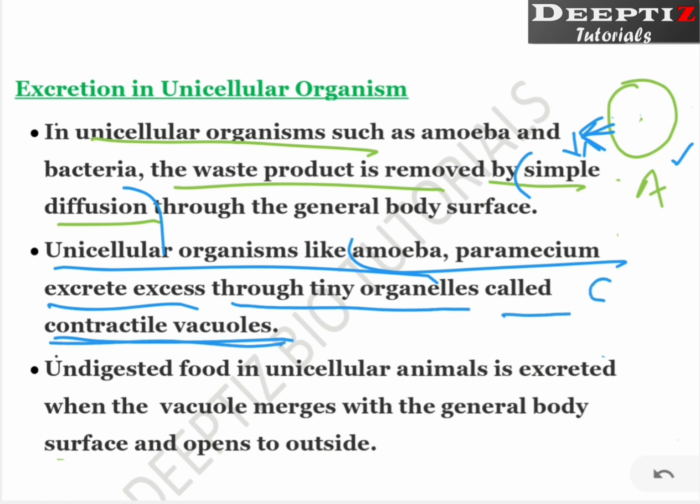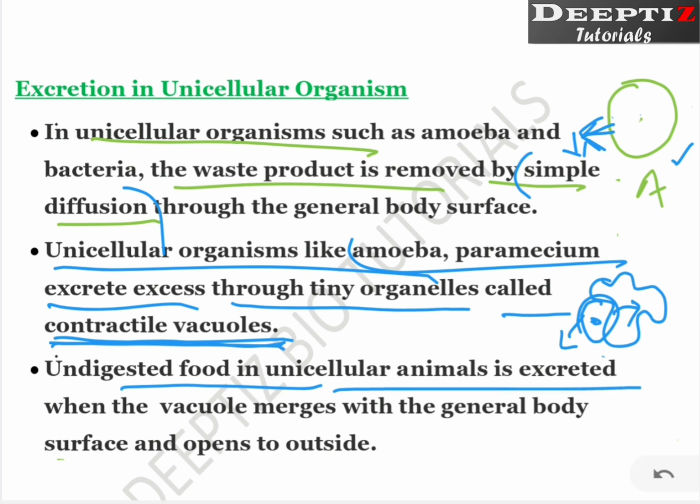You know that when an amoeba sees food items, what happens? They form a vacuole around it. We call this vacuole a food vacuole, right? This vacuole goes inside. Now once the food gets digested, the food is absorbed. The waste product, whatever is there, will be thrown out in the opposite way. That time also a vacuole is formed to throw out this undigested material. We call it the contractile vacuole. Now what happens? Undigested food in a unicellular animal is excreted when the vacuole merges with the general body surface and opens to the outside, right?